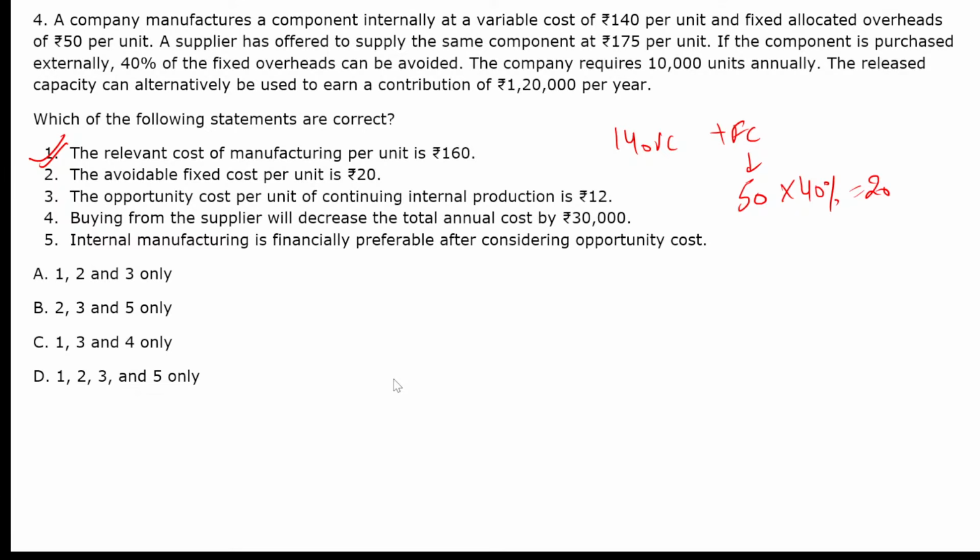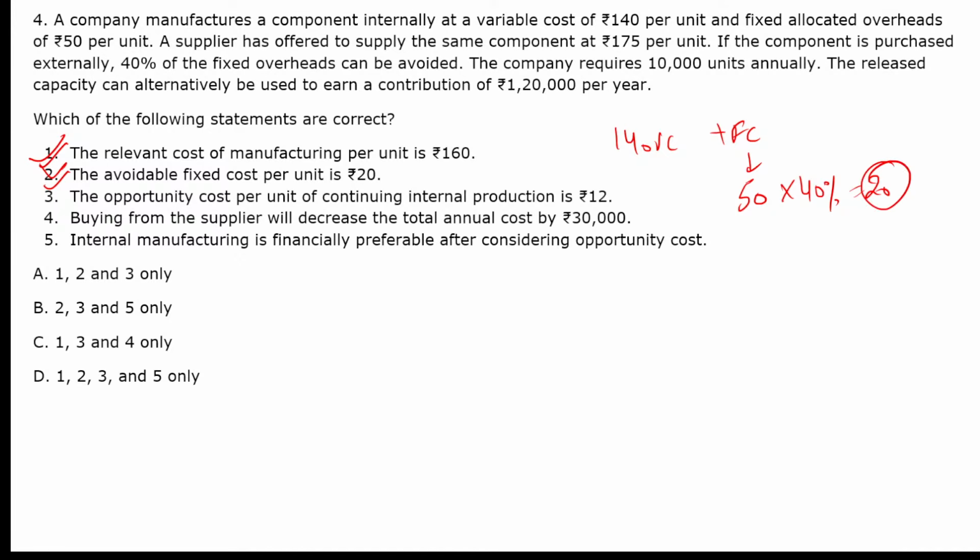Any doubt, anybody here? Please ask. If anybody has any doubt on this particular area, that why I have taken avoidable cost, you can ask me. And if it is clear, then I will move forward. Okay. Moving ahead. The avoidable fixed cost is 20. Yes, this is correct. We have just calculated. It is 20.